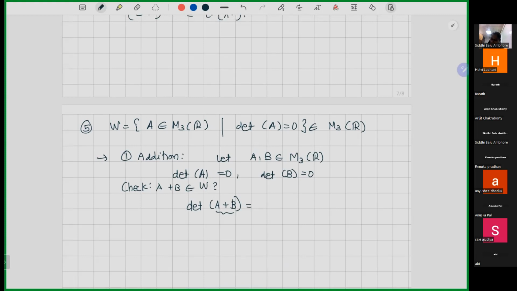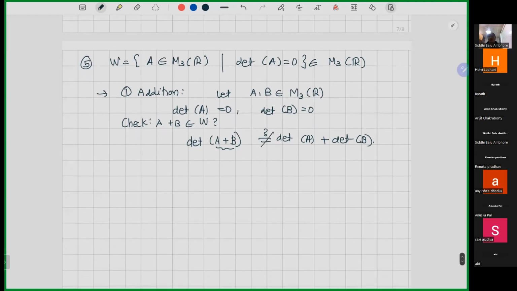Is this determinant of A plus determinant of B? No, it is not, right? Yeah, exactly. As Hetvi said, determinant of A plus B is not equal to determinant of A plus determinant of B. Okay, so this is not actually.